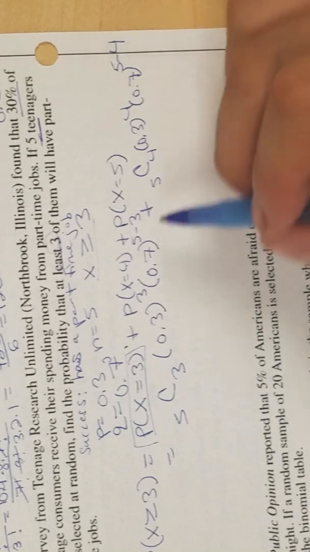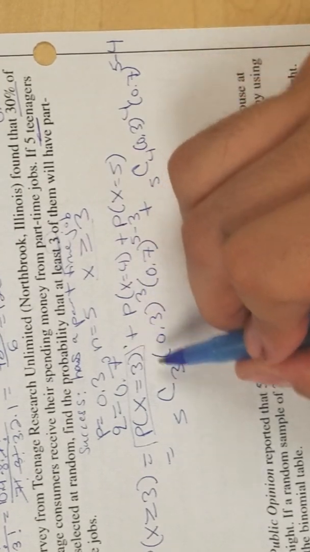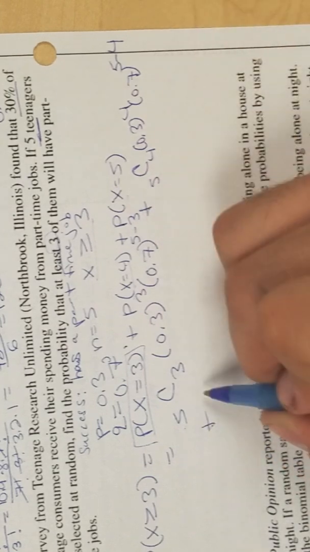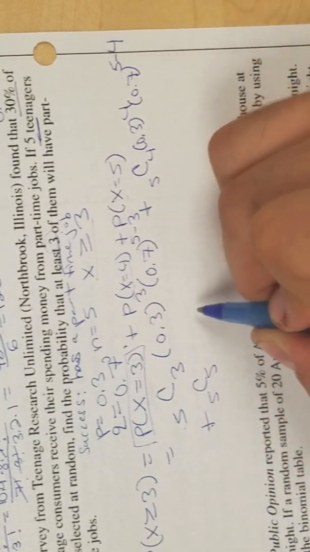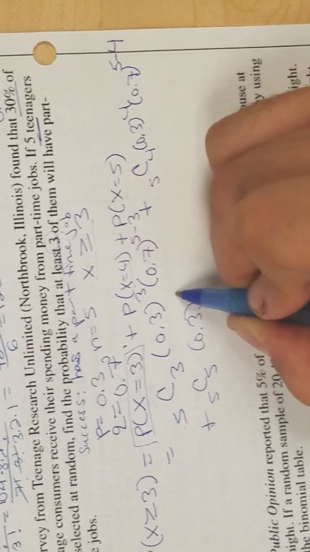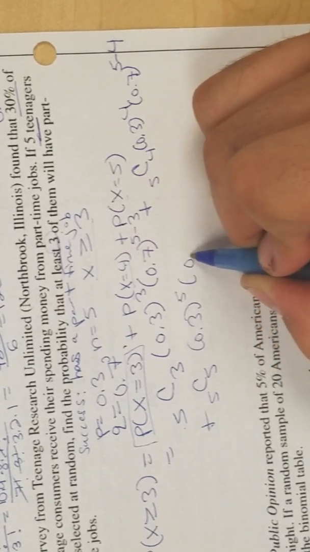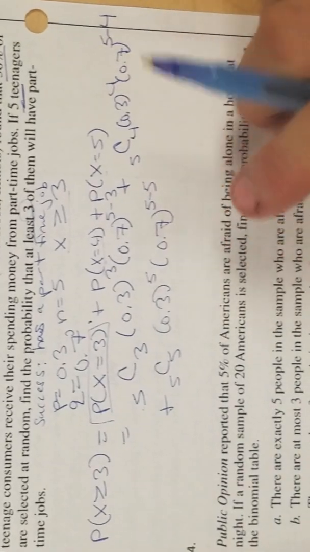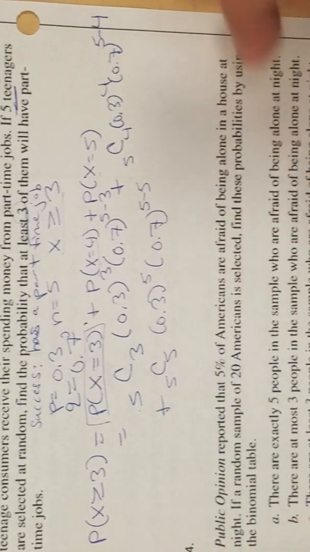All right, and then we're going to do the last one. So that's the box is this one. All right, now let's do the last one for 5. All right, so now you just got to put it into a calculator and get an answer and then add them together.